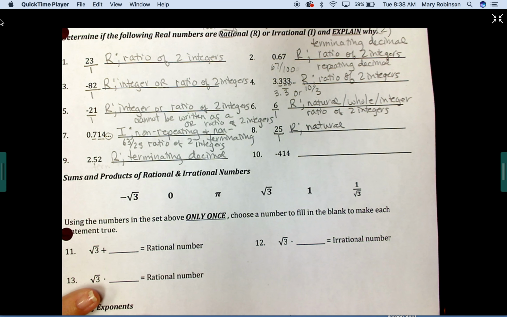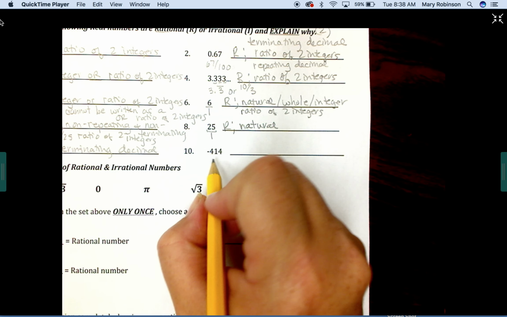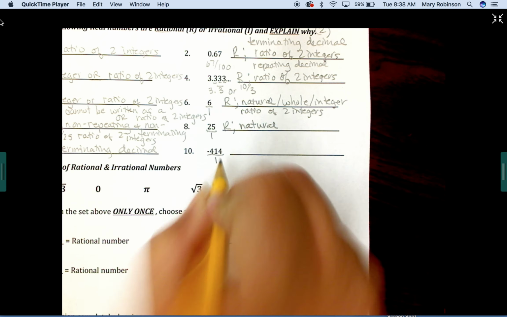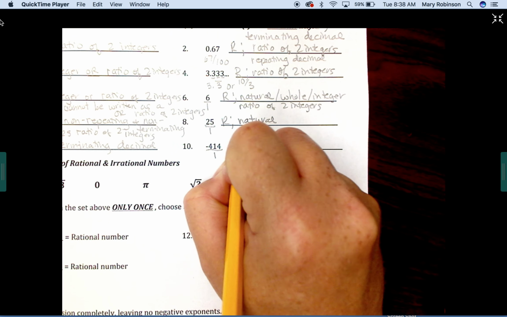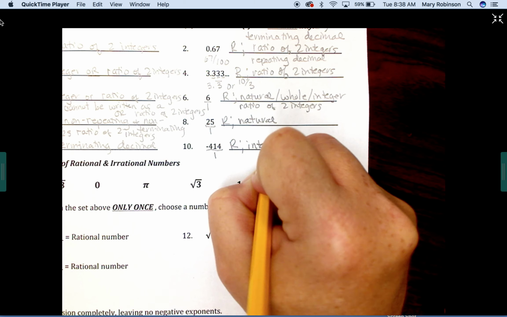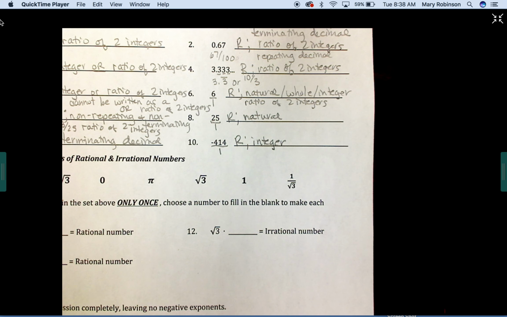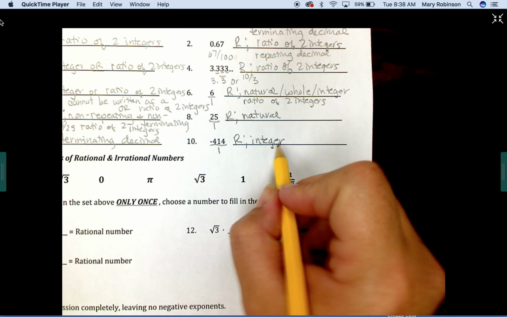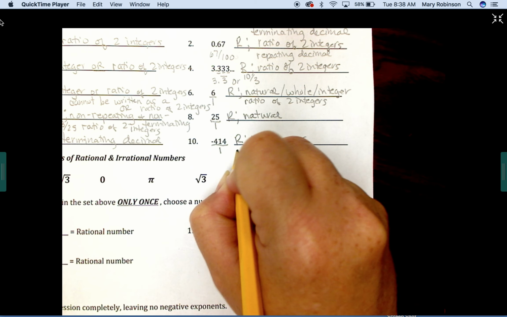For number 10, negative 414 is still a number that we can find on a number line. It can be written as a ratio of two integers by putting it over 1, but it is an integer. It is not natural because it is negative. It is not whole because it is negative. So you can either learn these terminologies, like call it an integer, or you can simply say, I can write it as a ratio of two integers.